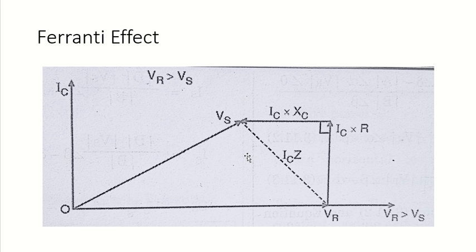This capacitance current IC will produce loss of power, which means there will be copper loss in your line, and this copper loss in the line is given as IC square R divided by 3 for one phase. For multiple phases, you can give it by IC square R for 3 phases, right? So that was the Ferranti effect.